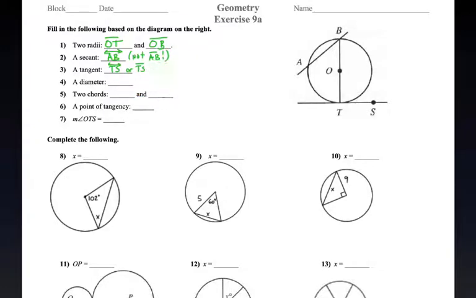The diameter is segment BT. Two chords. That's segment AB. That's the difference: the secant is the line that contains segment AB, but the chord is segment AB. And then the diameter is also a chord. Diameters are chords. The point of tangency, it's point T where the tangent intersects.